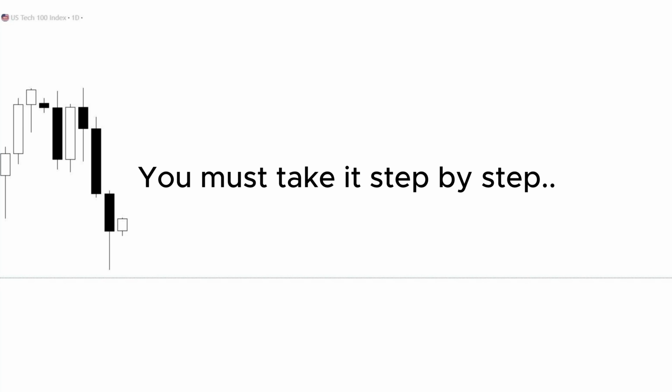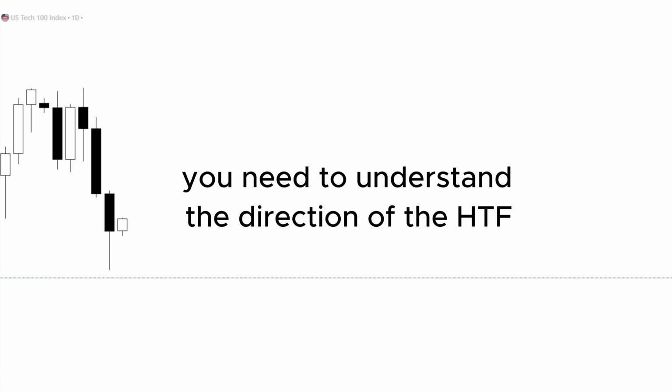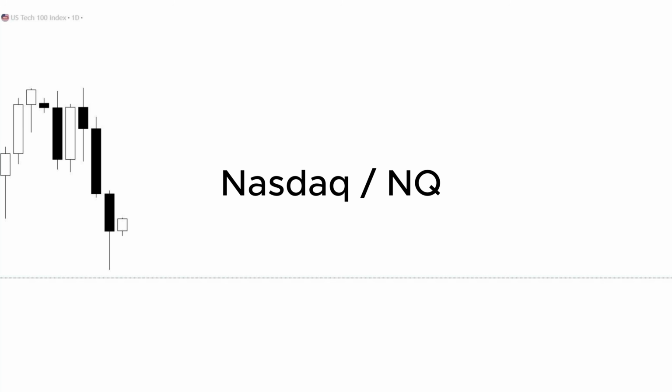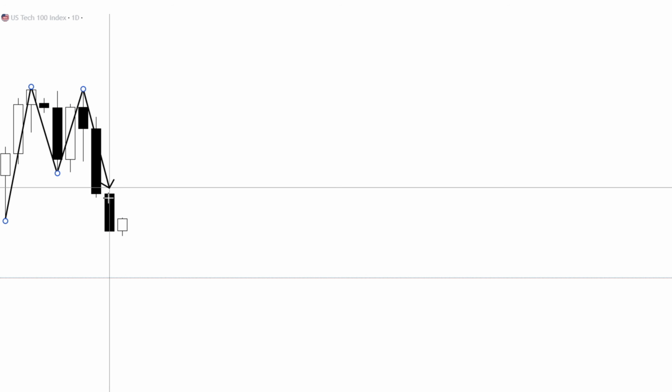You must take it step by step, and when you just get into a market, the first thing you need to understand is the direction of the high time frame. Here, for example, we are on the NASDAQ on the daily time frame, and we just do a directional analysis of the swing points this market had recently.